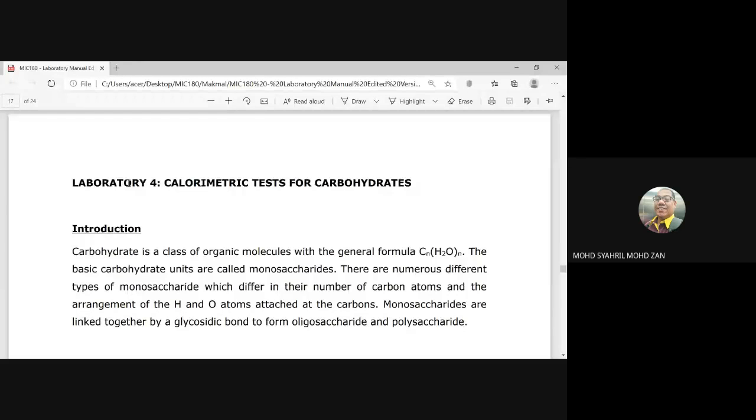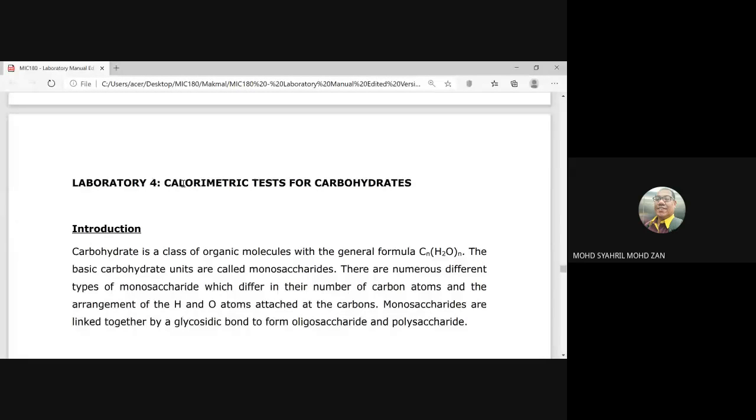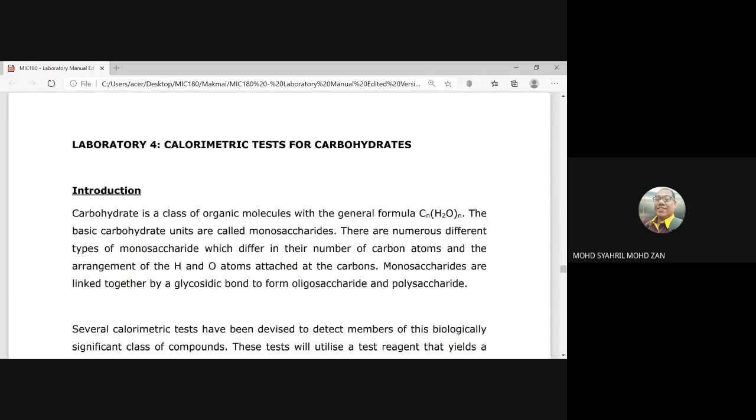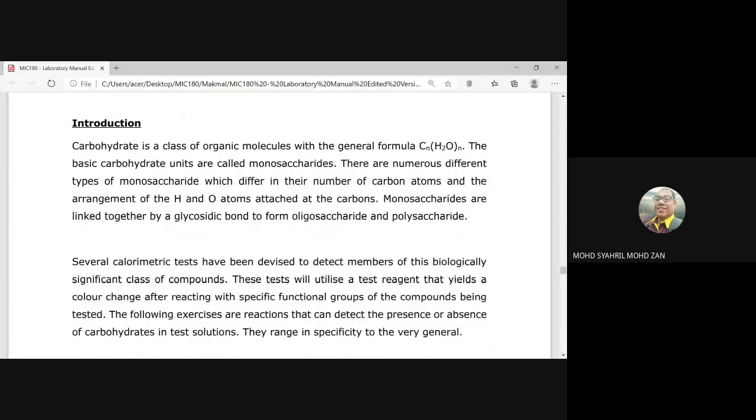Okay, so today's experiment is Laboratory number 4, which is the colorimetric test for carbohydrates. Before we start our lab, there will be an introduction for your experiment. So what is the introduction? Carbohydrate is a class of organic molecules with the general formula CnH2On, in brackets n. So n can refer to any number, 1 until infinity.